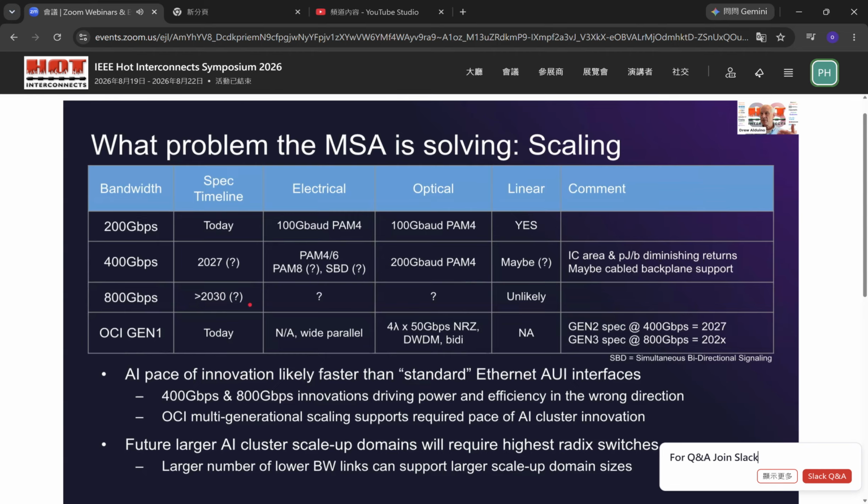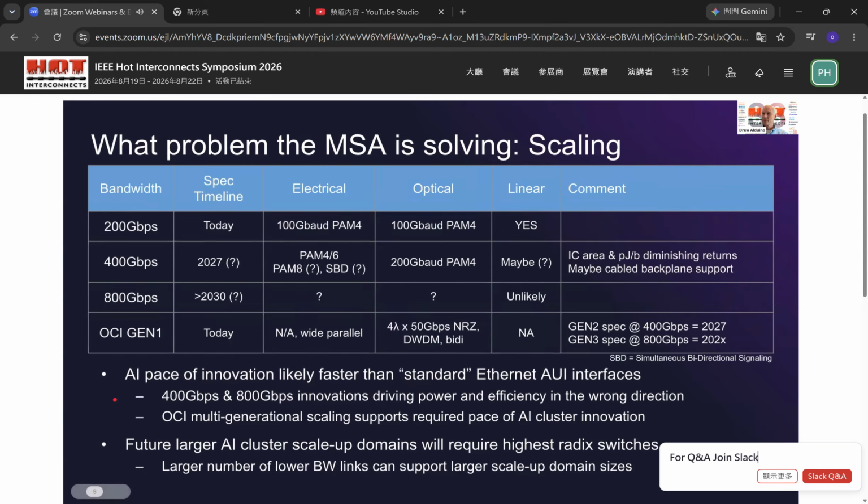And yet, from the GPU perspective, from the AI cluster perspective, that's a couple of generations out. We're going to need a solution. I think from the OCI perspective, we have line of sight to what the architecture would be at 800 gig. And yet there's no line of sight to standard Ethernet PHYs. OCI Gen 1 today, as I described, is 4 lambda by 50 NRZ, DWDM BiDi. We expect a 400 gig spec in 27, and an 800 gig spec could follow soon after that.